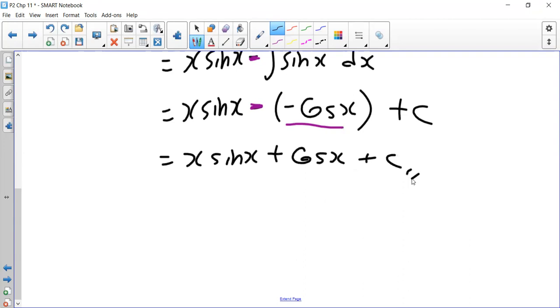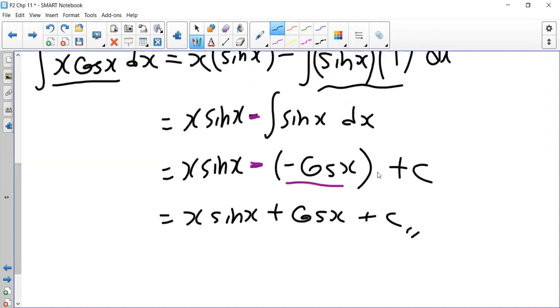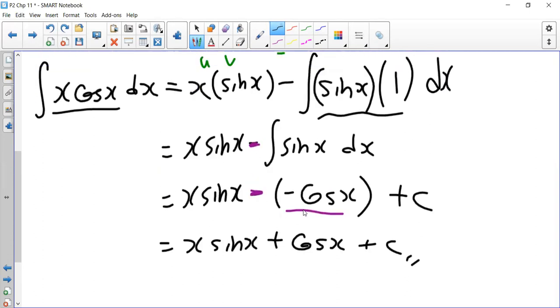Remember, our brain can only handle a few things. We cannot handle too many. We're not like computers. We can only handle certain things in one go. So in here, by me not working out the minus, if you can work on the minus in one go, yes, you can. But here, I'm just showing you step by step what we do. So x sin x plus cos x plus c.